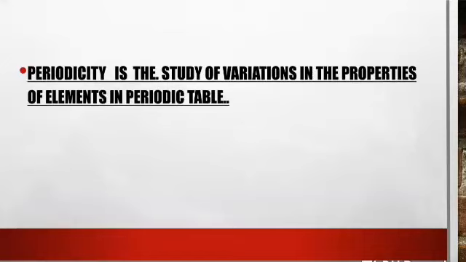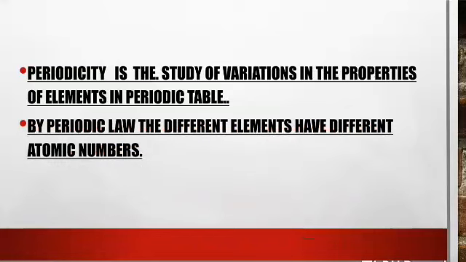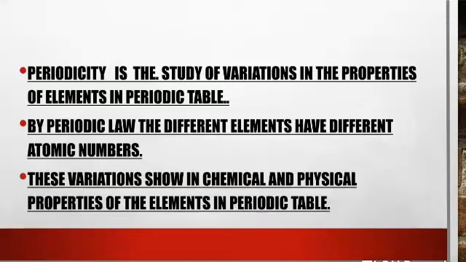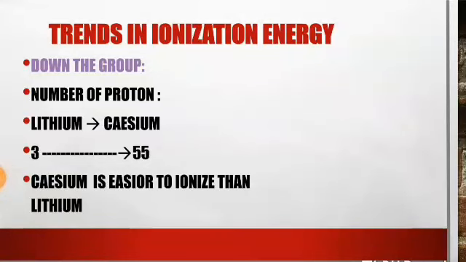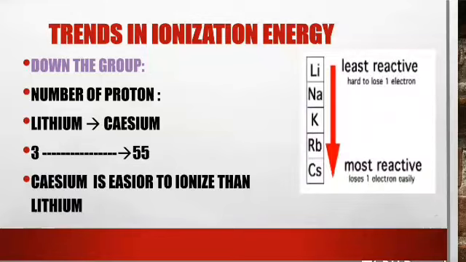Periodicity is the study of variation. By the periodic law, different elements have different atomic numbers. These variations show in the chemical and physical properties of the elements in the periodic table. So, lithium is least reactive, as it is hard to lose one electron, compared to cesium, which loses one electron easily and is most reactive. It means cesium is easier to ionize than lithium.